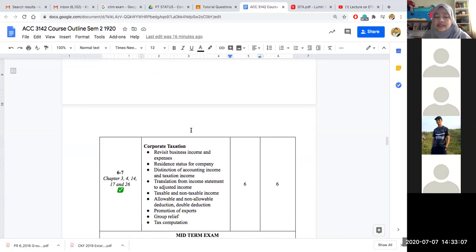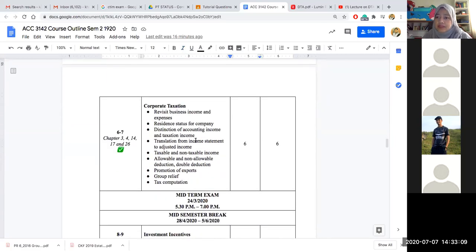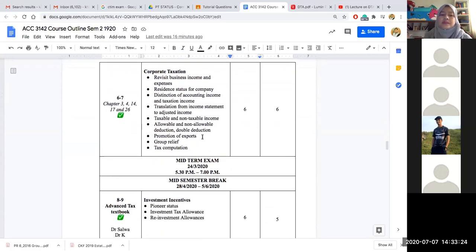Your final exam, you will have your corporate tax, which means the top question where you are given the corporate profit and loss account, and then you have to compute the chargeable income with all the income and expenses. Do the adjustment.